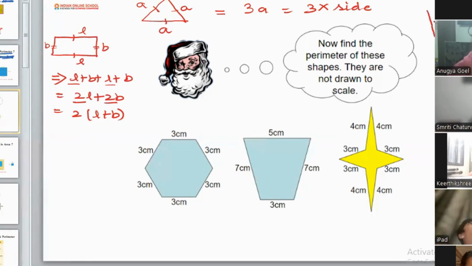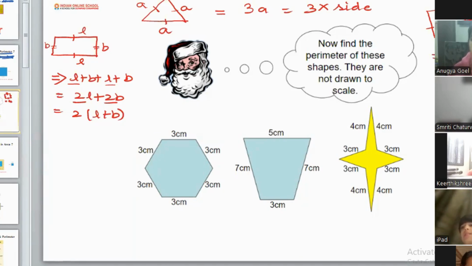Now I have another figure. Tell me the name. Very nice. And what is the property of a square? Equal sides. All sides are equal. Suppose the side is A. Then what is the perimeter? What is the perimeter of this square? 4A. Very nice.